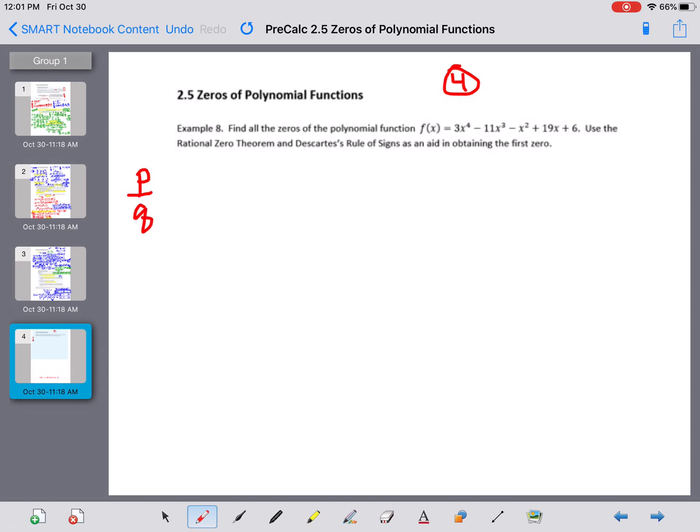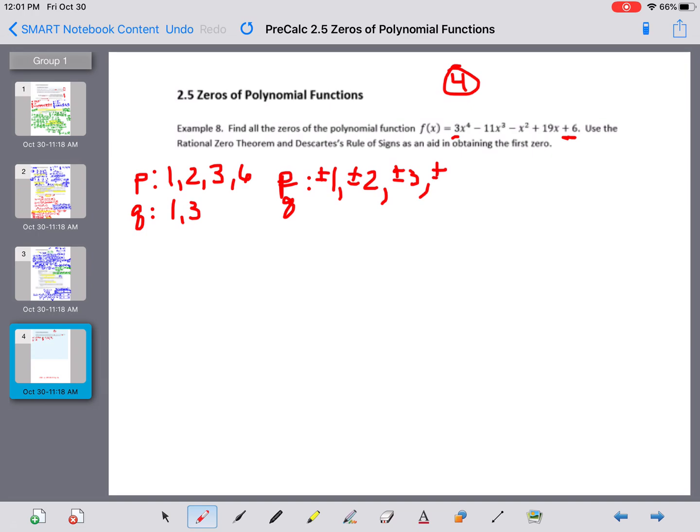So P's have factors of 1, 2, 3, and 6. Q's have factors of 1 and 3. Okay, so P over Q. I kind of wrote that wrong over there when I put the bar there, so maybe I'll just put, those were my P's, those were my Q's, right? Okay, P over Q. So 1 over 1 is 1, and we know it's plus or minus. 2 over 1 is plus or minus 2. 3 over 1 is plus or minus 3. And 6 over 1 is plus or minus 6. So we have those 8 right now. 1 over 3 will give me plus or minus 1/3.